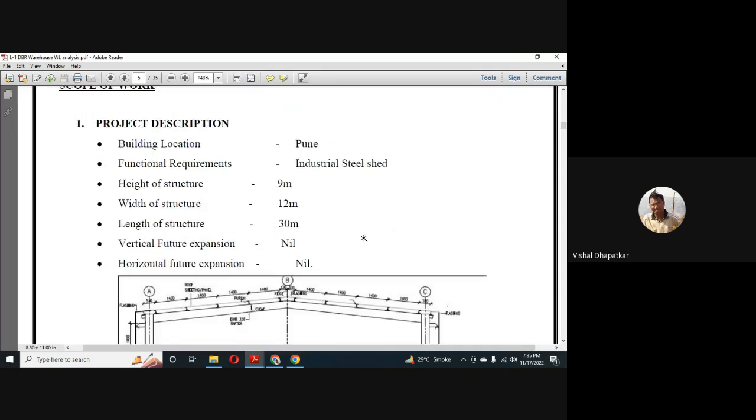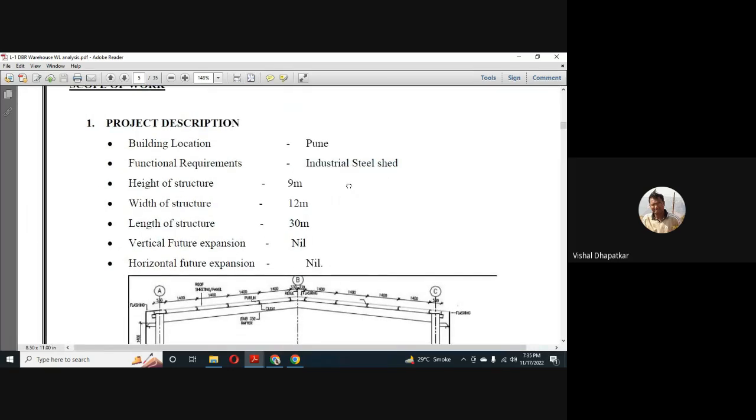Then the basic size of the shed is required. This size can be derived from the architectural drawing. In the architectural drawing, mostly the total length and width of the structure is mentioned. Along with that, whether it is a cladded structure, open structure, or partially cladded or partially open structure, and whether it has any gantry girder or is just a shade for covering. All those details are present in the architectural drawing, so we have to refer to it.